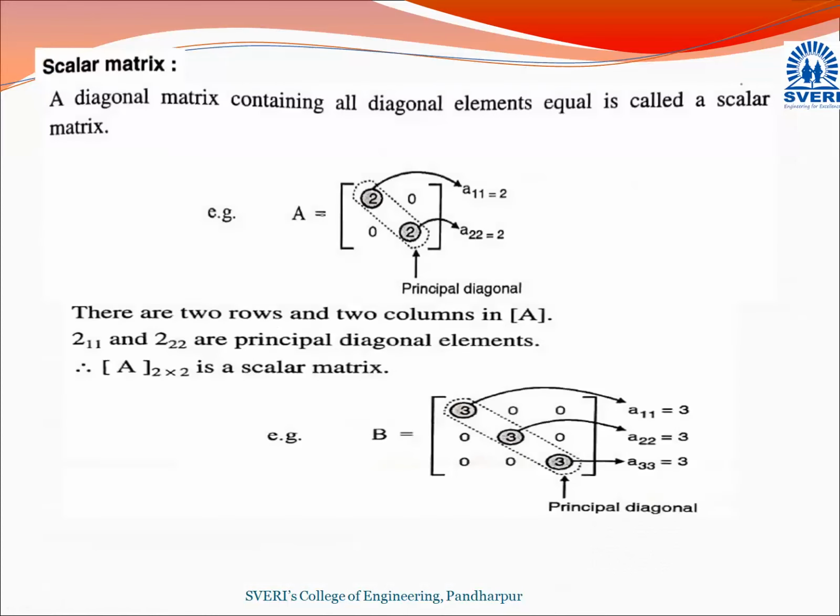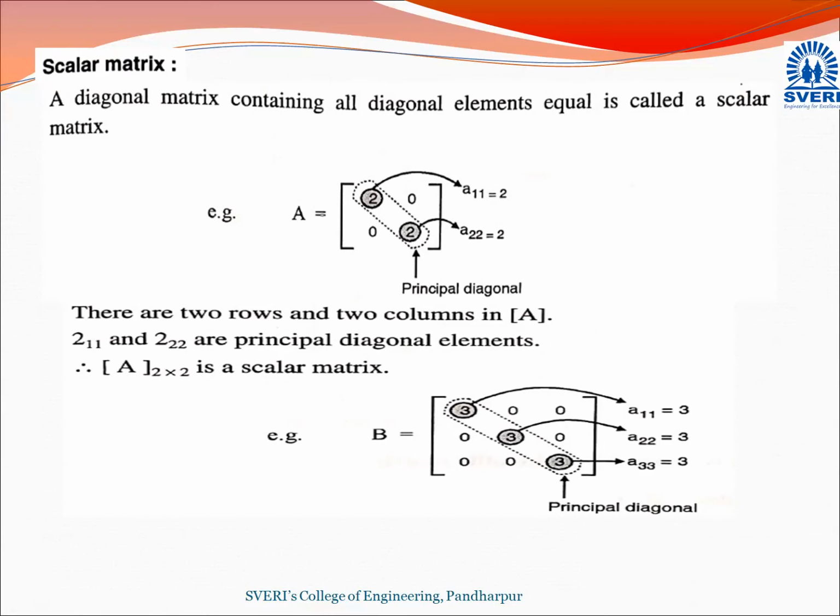Then the scalar matrix. A diagonal matrix containing all diagonal elements equal is called a scalar matrix. For example, 2, 0, 0, 2. So here A11 is equal to 2, A22 also 2. Means here the principal diagonal elements are 2, 2, and other than that the rest are 0. So here it is a scalar matrix. Means the diagonal elements all should be the same. There are 2 rows and 2 columns in matrix A.